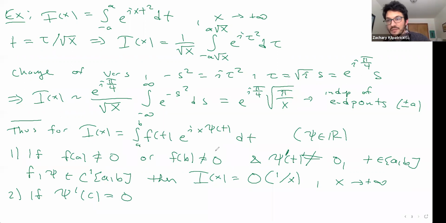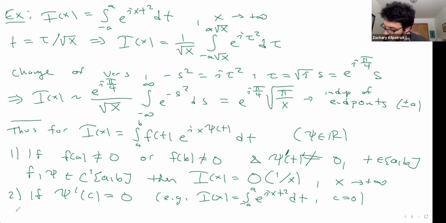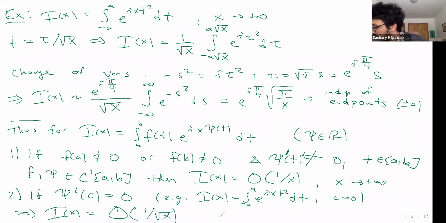But now let's say we have some critical points of psi. So for example, I of x was this integral that we dealt with before. So at c equals 0, you have a critical point. Well, in this case, what you expect in general is that I of x is going to be big O of 1 over square root of x as x goes to plus infinity.